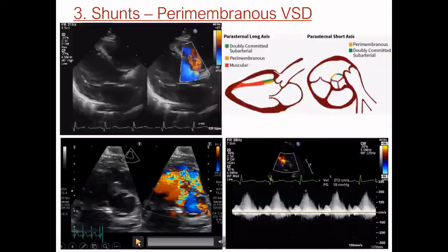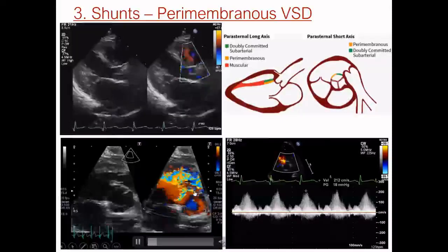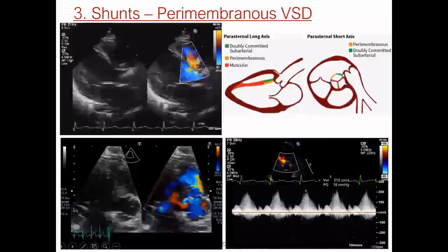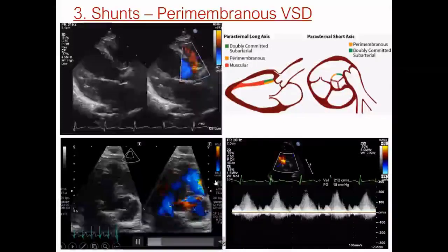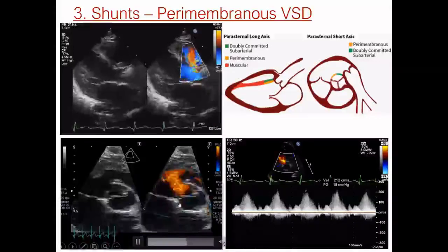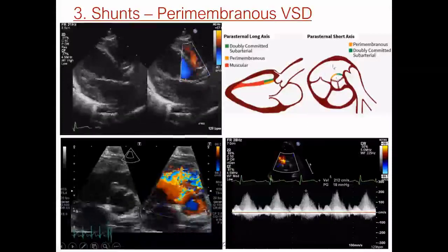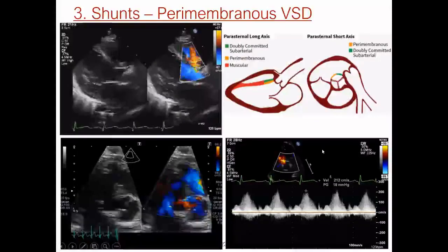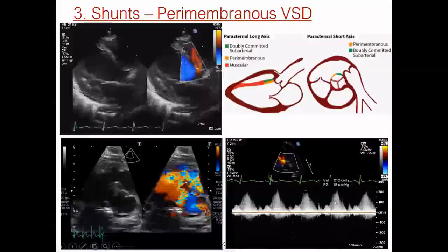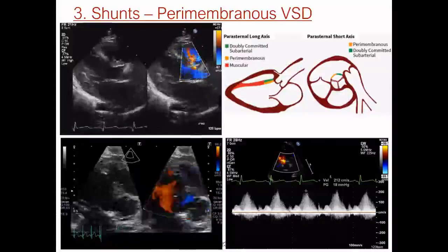So then you would move on to the parasternal short axis of the aortic valve level and try to differentiate which of the VSDs it is. As you can see in this example, the shunt is occurring between the 9 and 12 o'clock area. This is typical of a perimembranous VSD. The velocity through the VSD is 2 meters per second. So this is a non-restrictive perimembranous VSD.